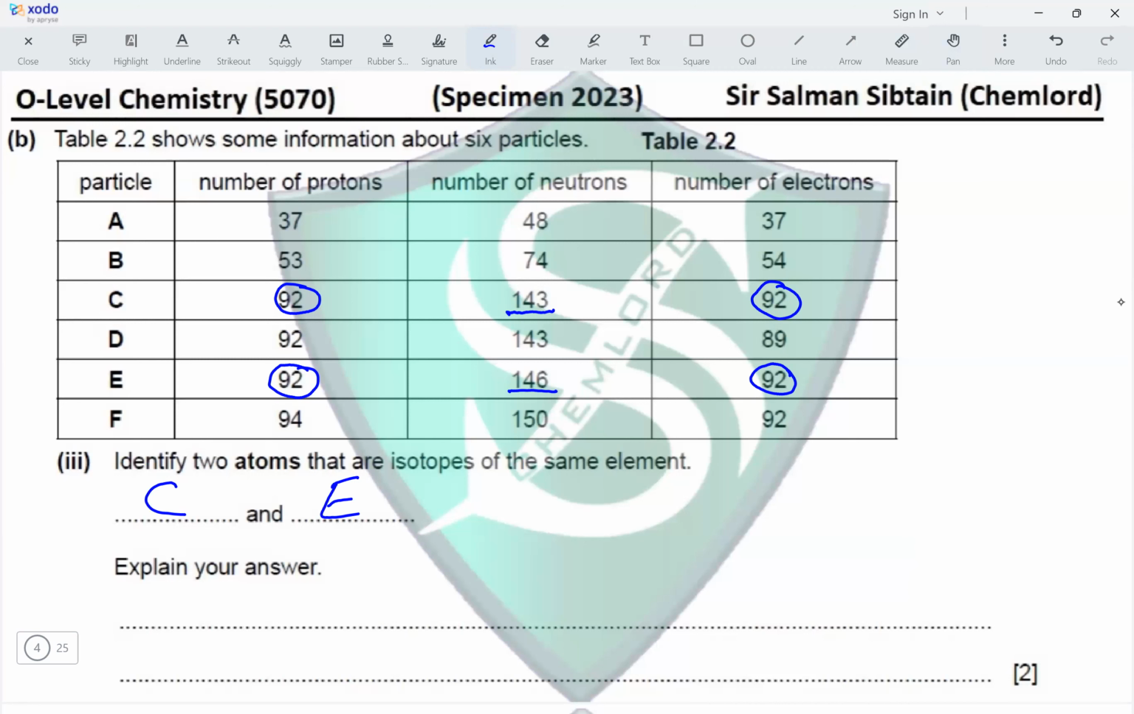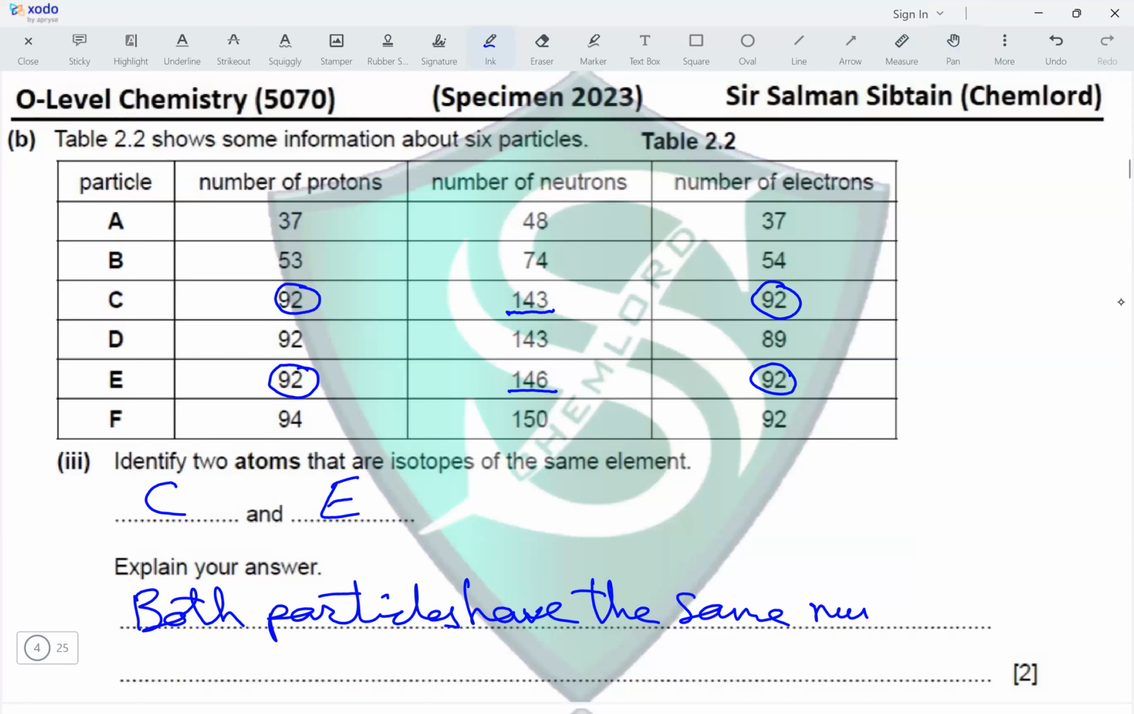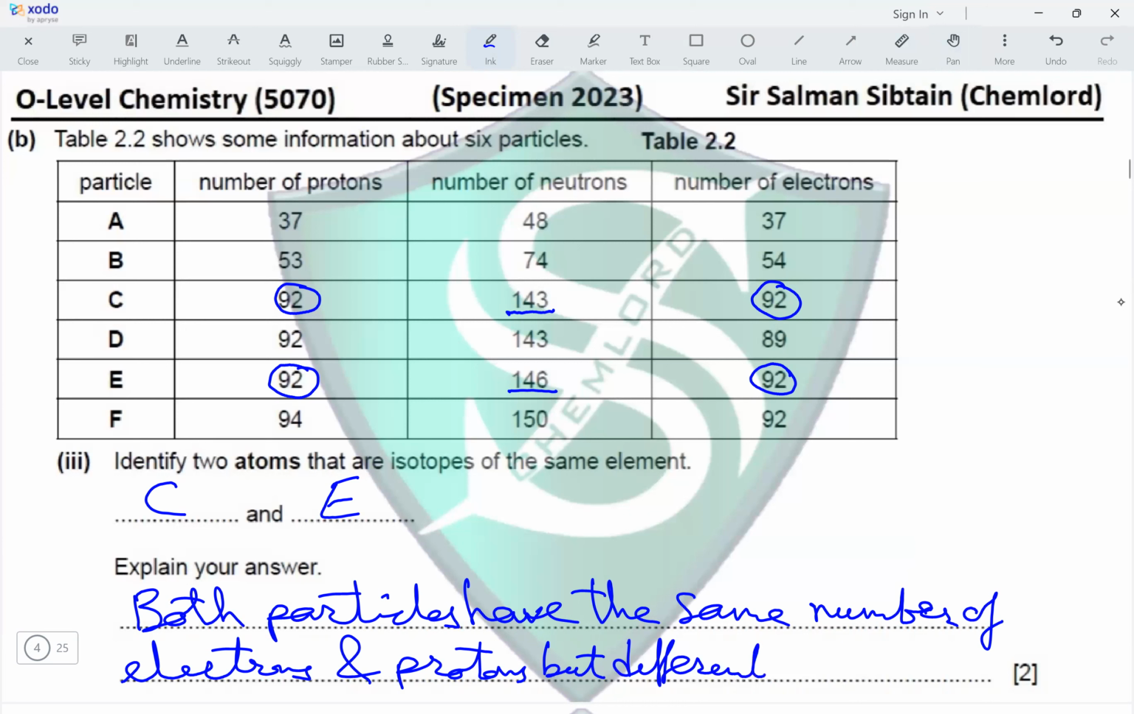And the explanation is the definition of isotopes. Both particles have the same number of electrons and protons, but different number of neutrons, making particle C and E isotopes.